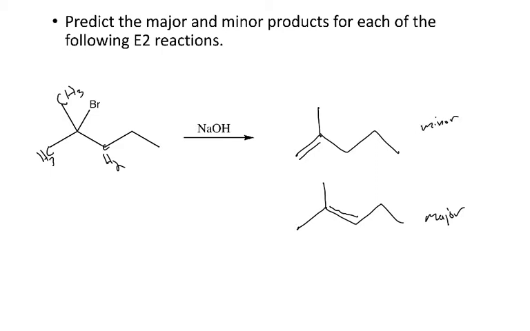Now, just a note on terminology. If you watch the other video on E2 reactions, the more highly substituted product is called the Zaitsev product. The less substituted product is called the Hofmann product.